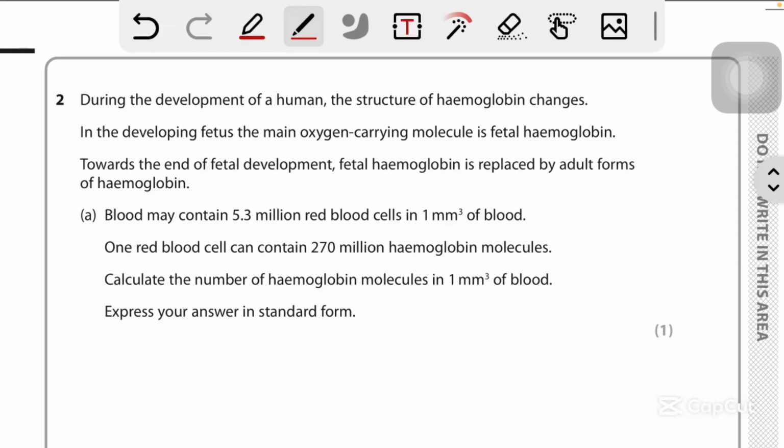This is question number 2 of October 2024 paper, Unit 1. Let's get started.